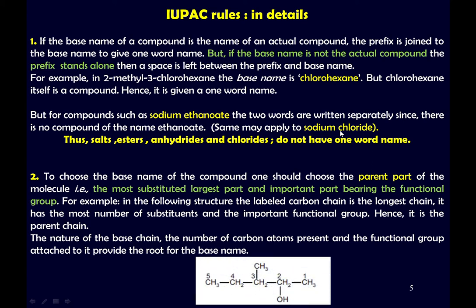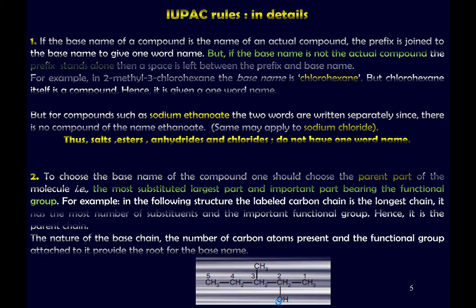So here the base name is, 1, 2, 3, 4, 5, and the principal functional group is OH. So our base name is, we can say, pentanol, and pentan-2-ol. Now you add the prefix to it: 3-methylpentan-2-ol.